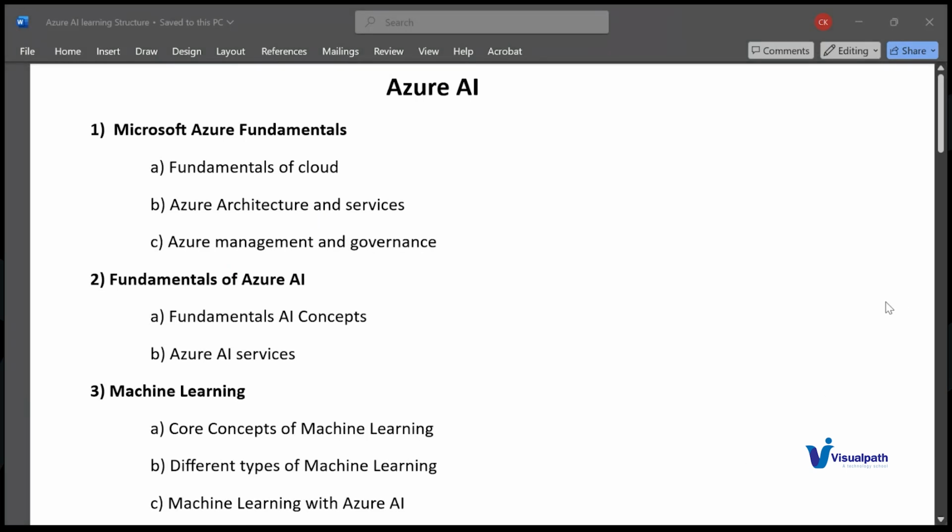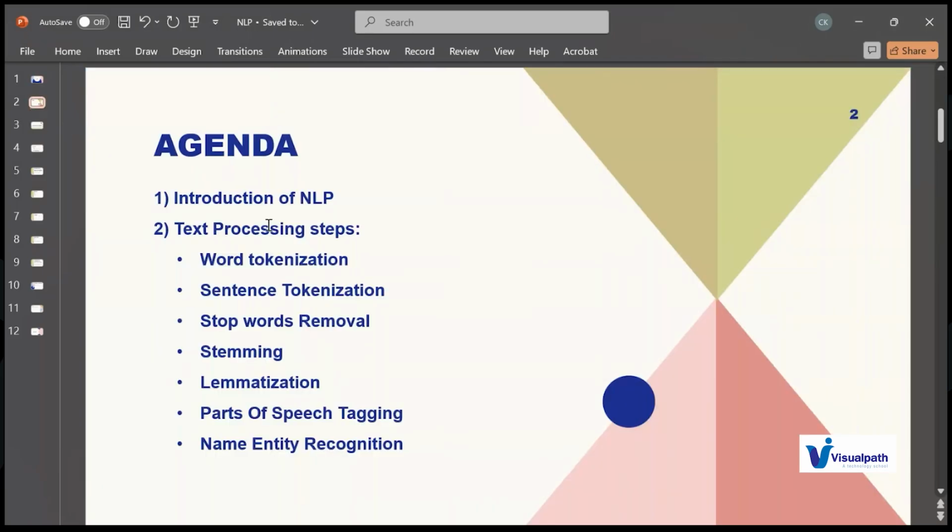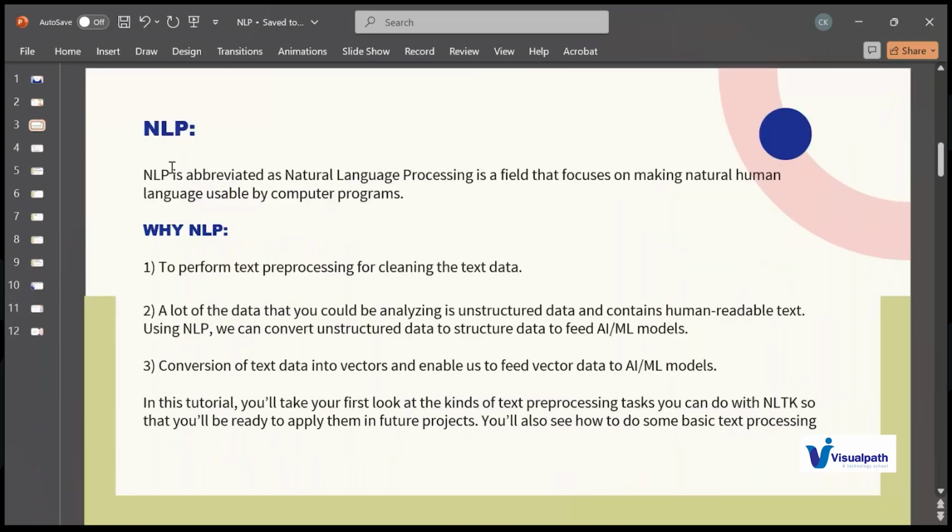If no further queries are left, I'll take a small demo on part of one of the sessions, on natural language processing. Let me share. As part of the demo, I'm going to show you about NLP. For today's agenda, we'll teach what NLP is and what the different text processing steps involved are.